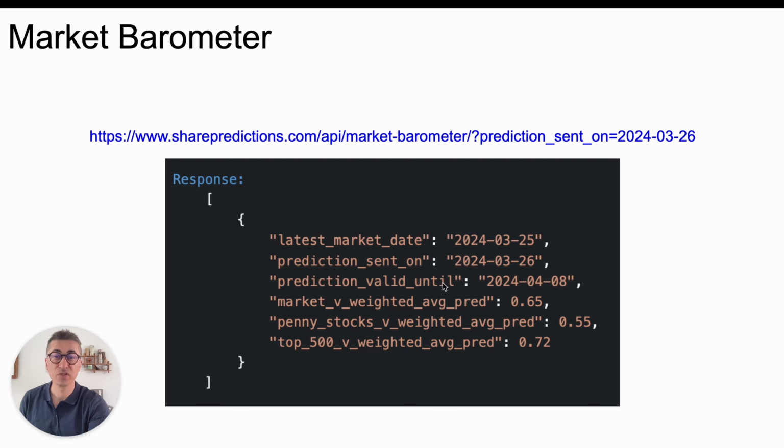And obviously the prediction valid until date will also be updated, and maybe it's going to be the 9th of April, assuming that 9th of April is not a weekend day or market holiday. Predictions in the current version of the system are made for the upcoming 10 business days. In the next 10 business days, what's going to be the direction of the markets? Is it going to be bullish or bearish based on the algorithmic predictions that we have here?